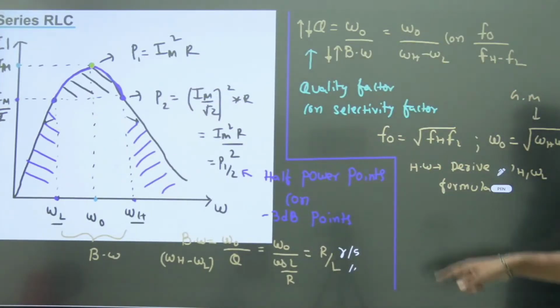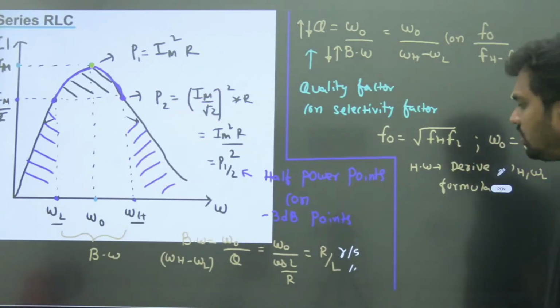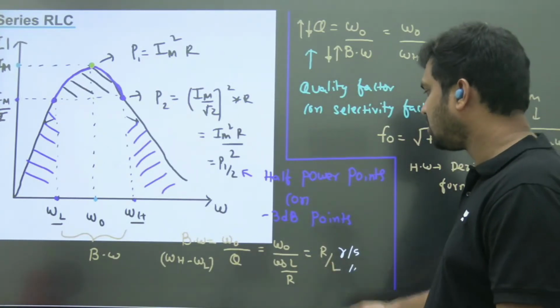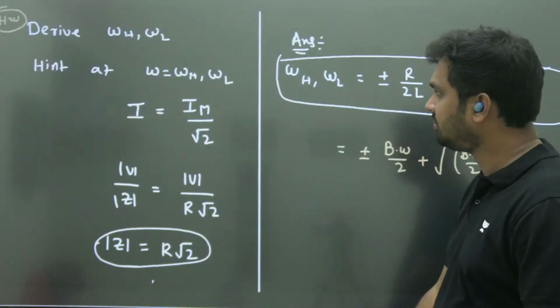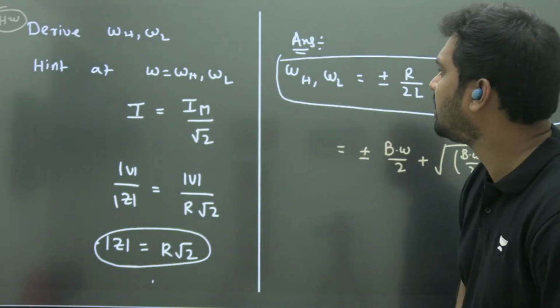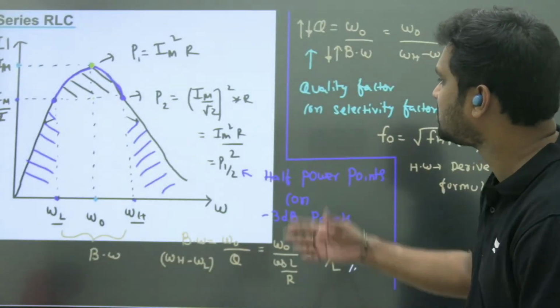So Q naught equal to root of omega h into omega L. Here, what is the bandwidth? Omega naught by Q, where Q equal to omega naught L by R. So the bandwidth formula is R by L. So you can derive omega h and omega L by taking I equal to Imax by root 2.